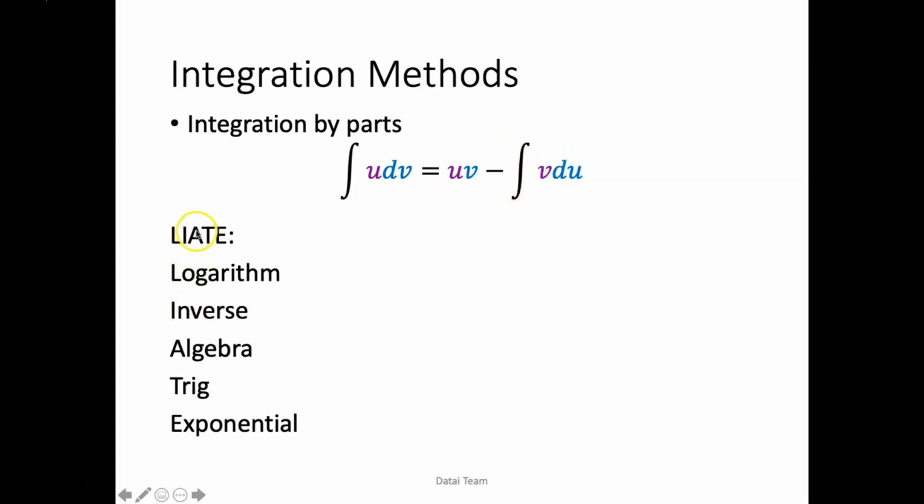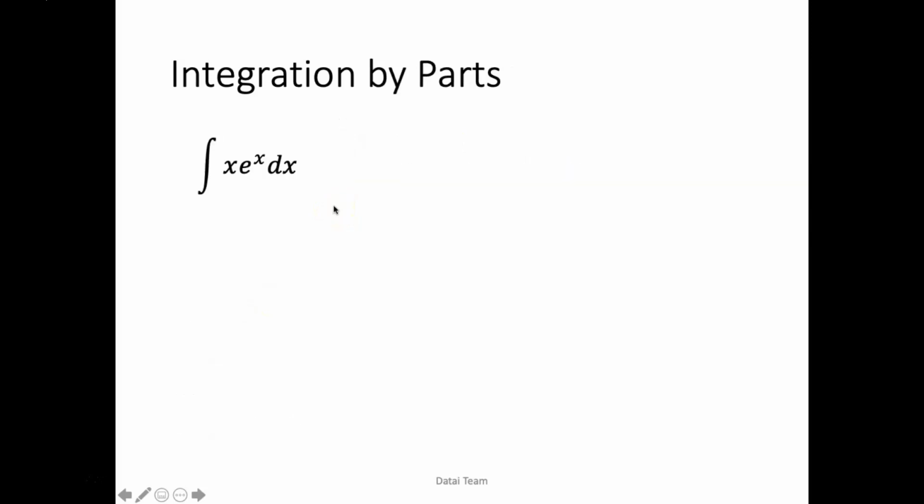And this is the order that you choose your u as. If you have a log, you should probably choose that logarithm as u, or inverse, algebra, trig, and finally exponential. This doesn't make sense yet, so let's look at an example now. Then it will be clearer.